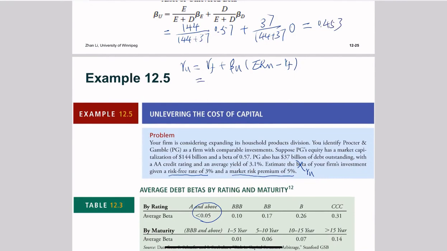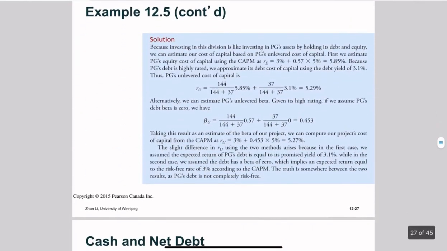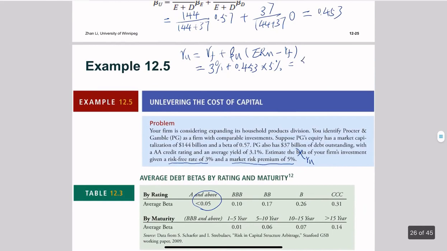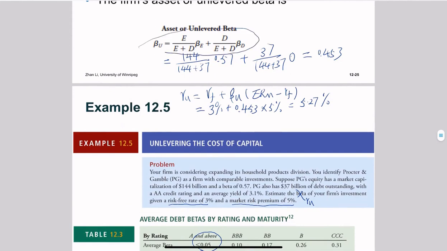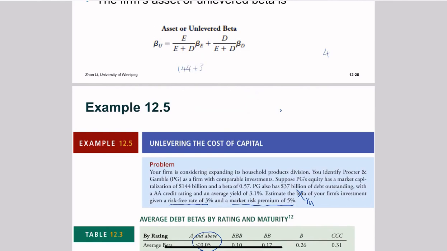And now let's plug in these numbers. 3% plus 0.543 times 5%. So this gives us 5.27%. So this is basically the first method to calculate the unlevered cost of capital. The central point here is we use CAPM, and in order to use CAPM to find the cost of capital, we have to use this calculation of unlevered beta, right? Okay, so let me remove my calculation here because obviously I have limited space.